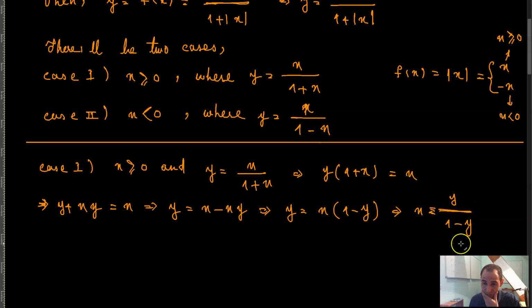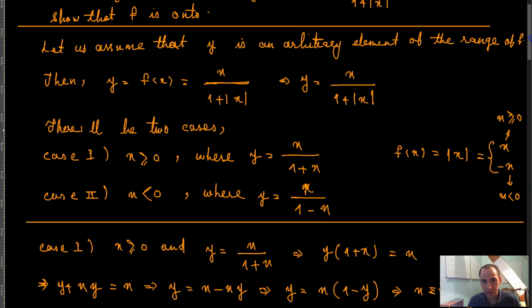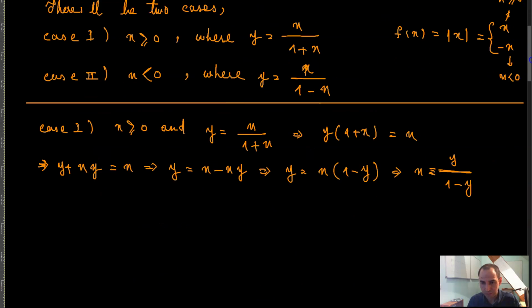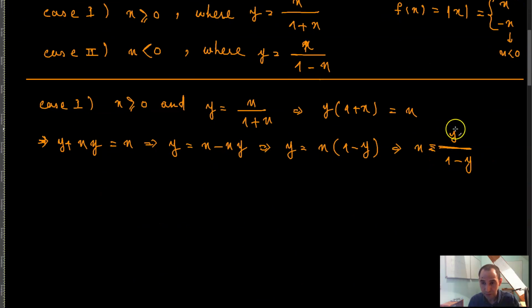So what this means is that now you need to figure out whether for every element belonging to this set there is some element in the domain of the function that maps to that element. And as you can see here, the problem with this is that 1 minus y cannot be equal to 0, which means that negative y is not equal to negative 1, which means that y is not equal to 1, right? So y is not equal to 1, which is not a problem.